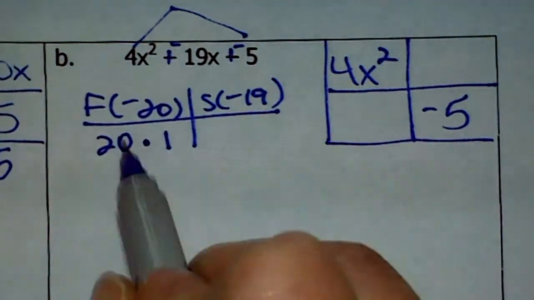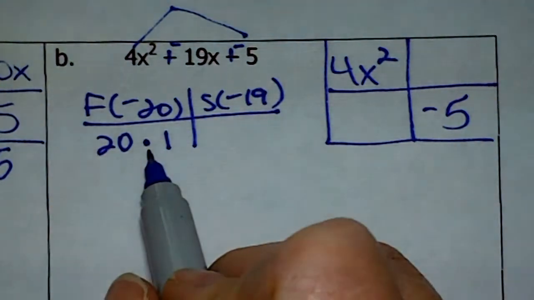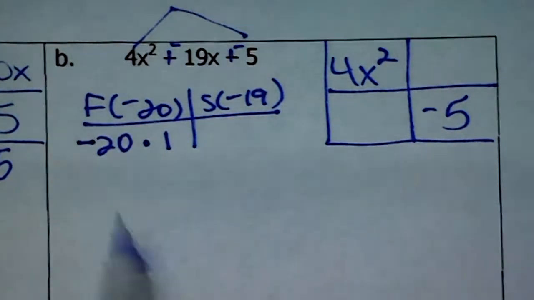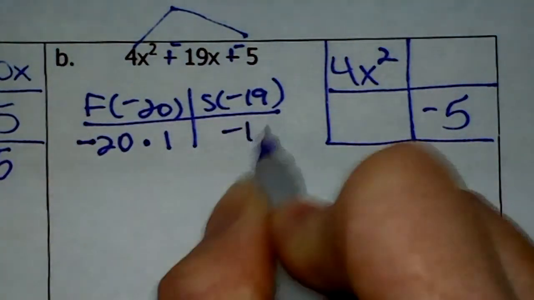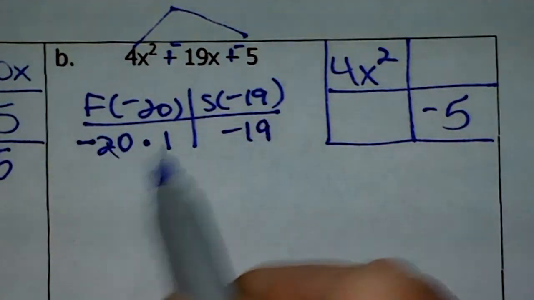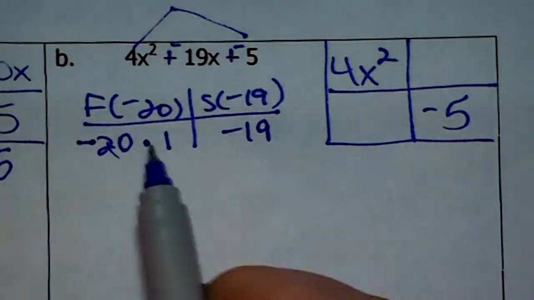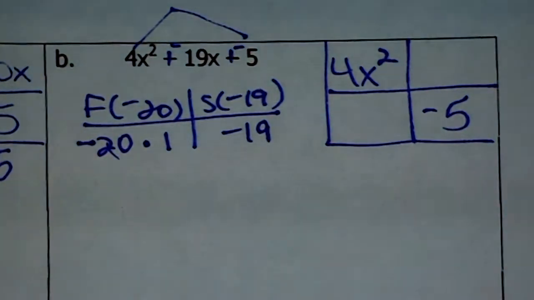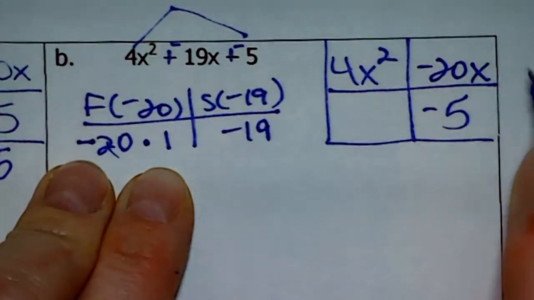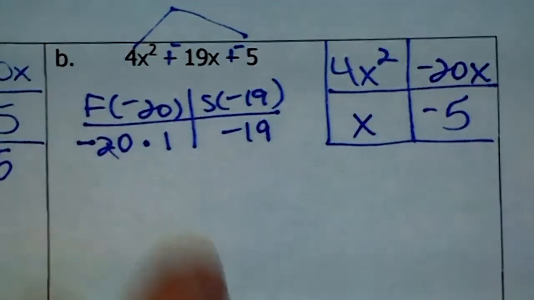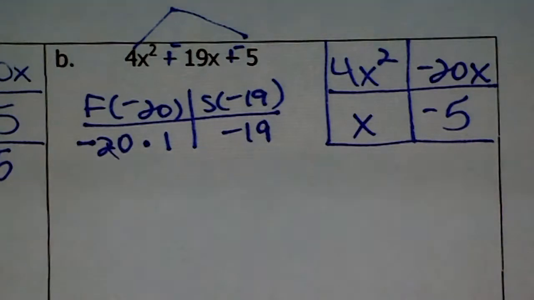When I add these together, the one that I want to make negative needs to be the higher digit. Because negative 20 plus a positive 1 is negative 19. So negative 20 times 1 is negative 20. Negative 20 plus 1 is negative 19. Now I'm going to take those factors and write them up in here, put the little x after it. I know, everything's a song. I just can't help myself.